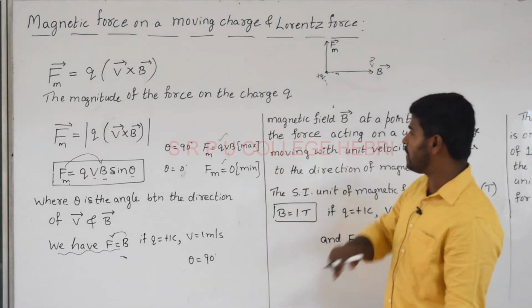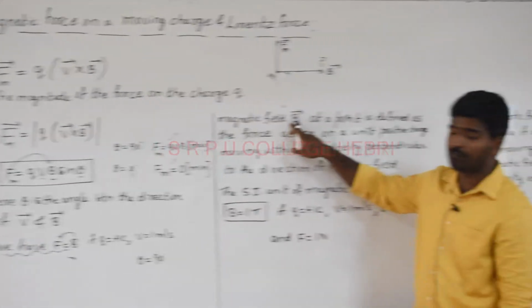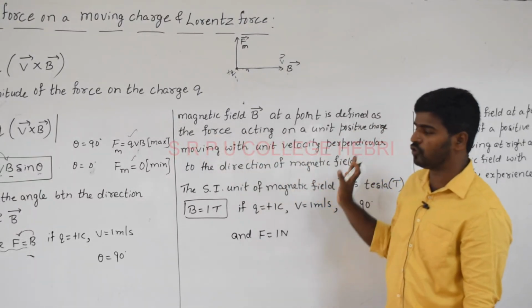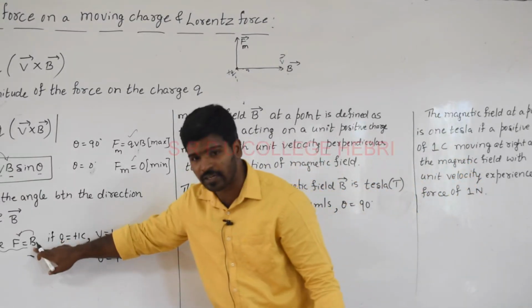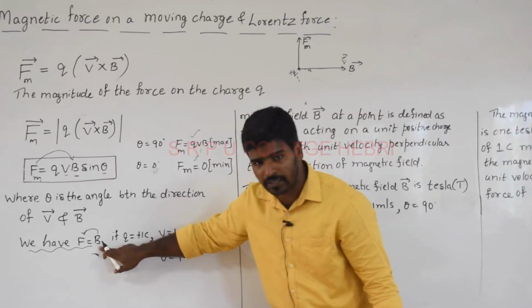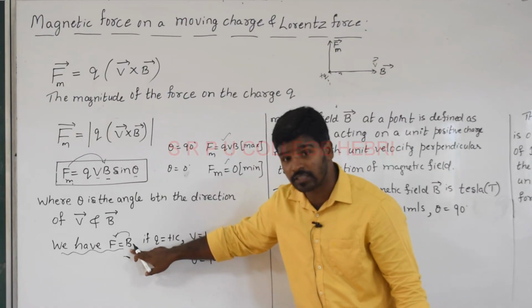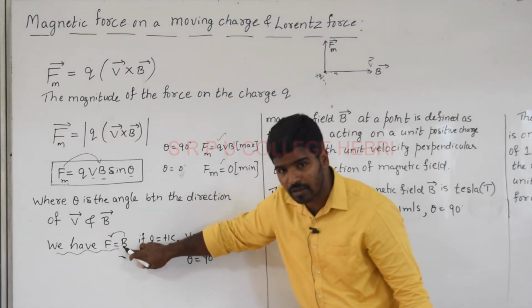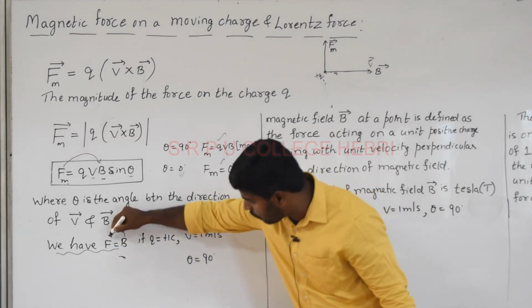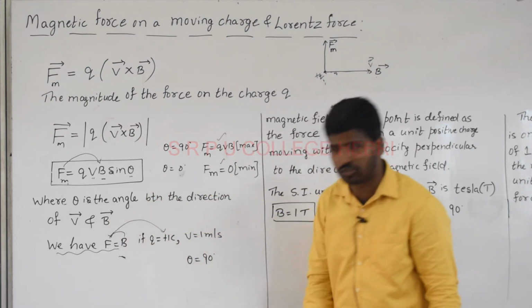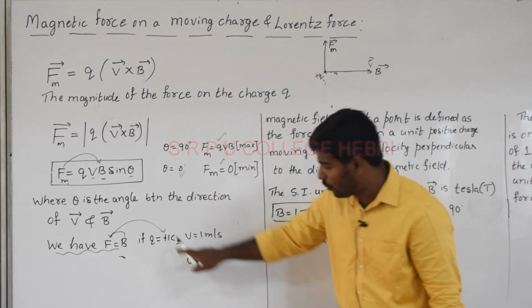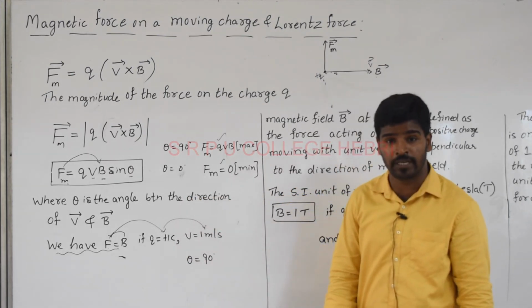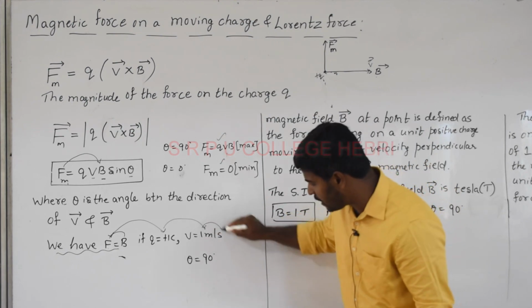Therefore, how have we defined it? Magnetic field B vector at a point is defined as the force acting on a unit positive charge. Look, magnetic field B vector at a point is defined as the force acting on a unit positive charge moving with unit velocity, that is 1 meter per second, in a direction perpendicular to the magnetic field.